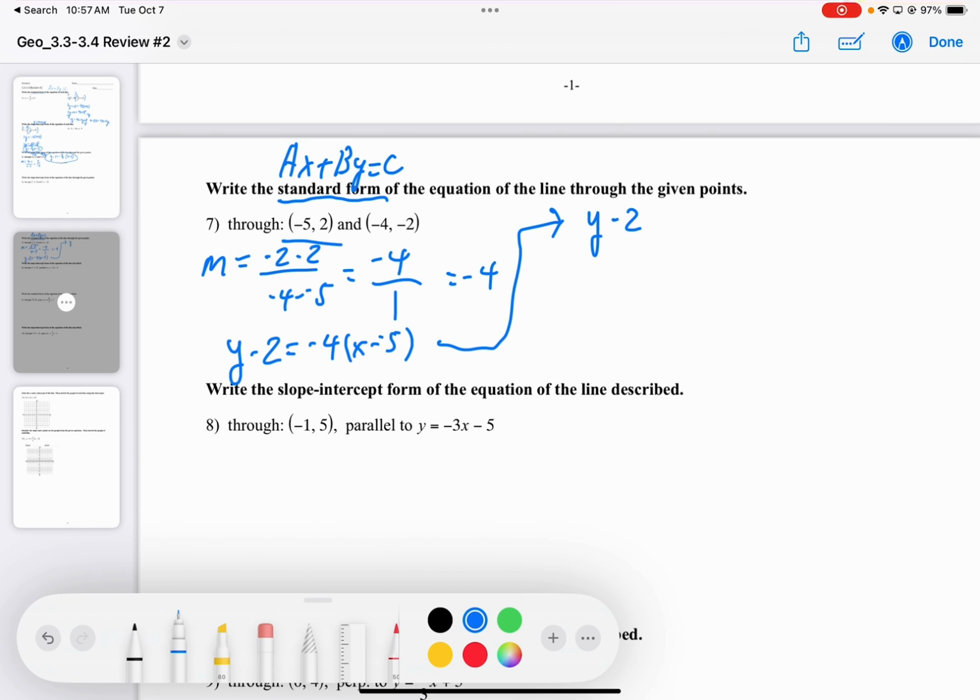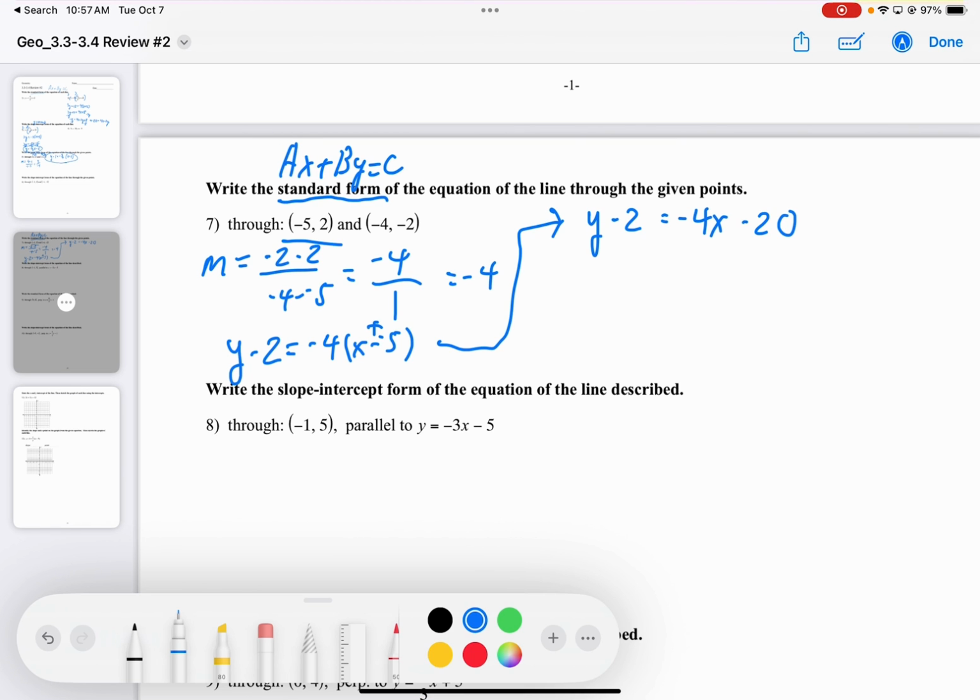y minus 2. Oh, I want standard form, yeah? Okay. Well, there are no fractions for me to deal with, that's pretty good. So I would just distribute and go from there. y minus 2 equals -4 times x, which is -4x, and then -4 times minus -5, well, that's plus, so -4 times +5 would be -20. All right, ax plus by equals c is our goal.